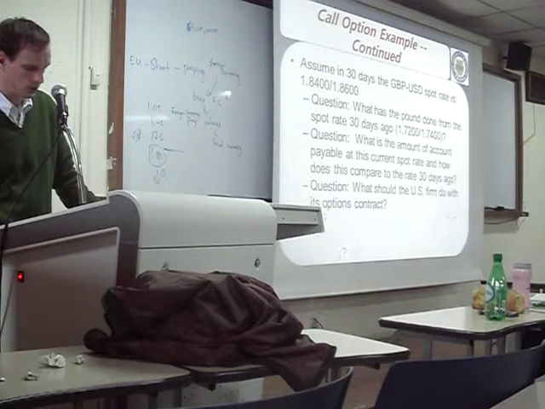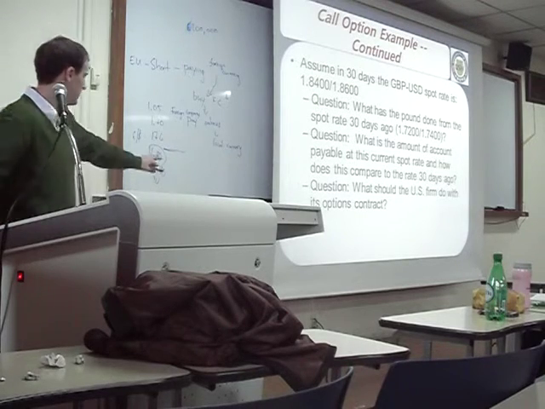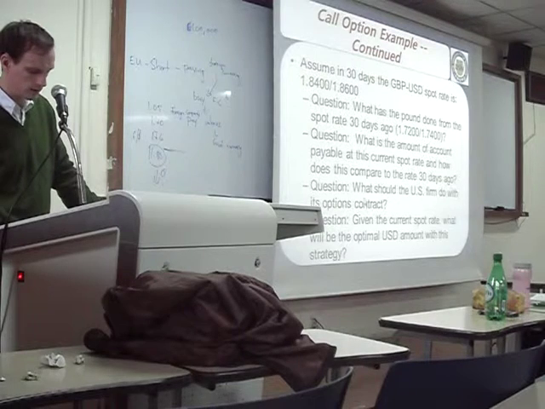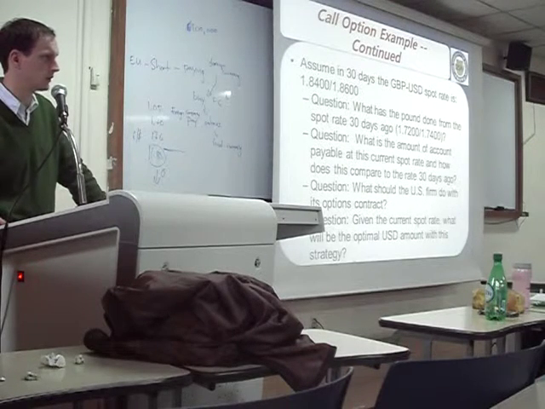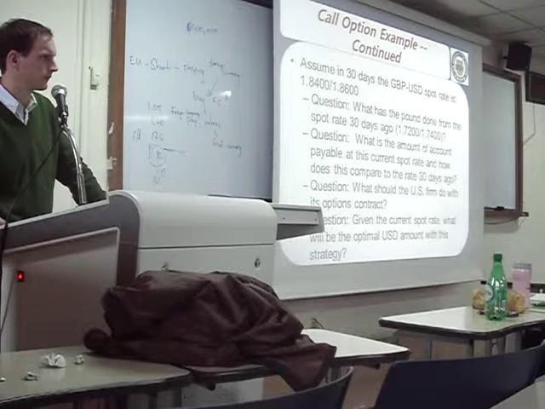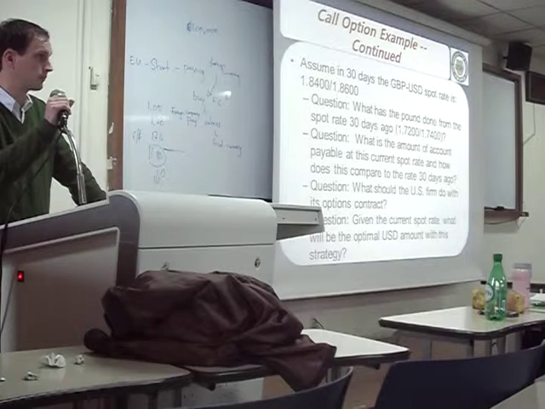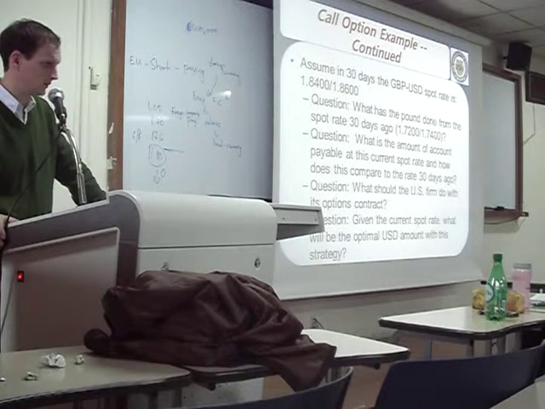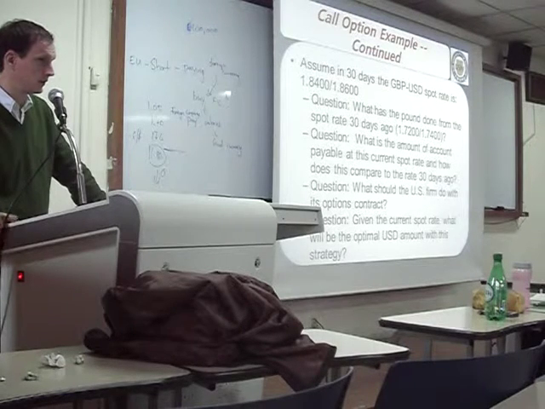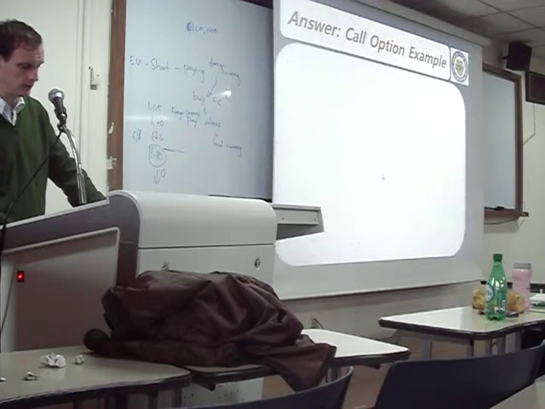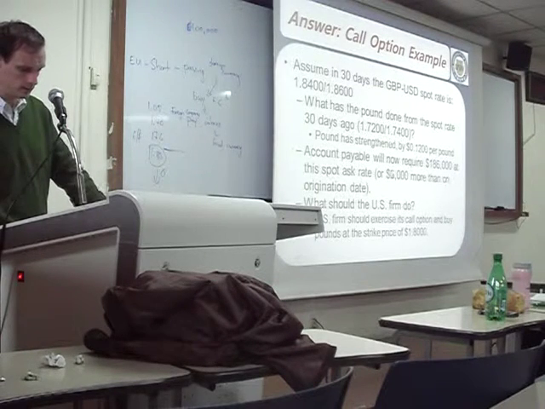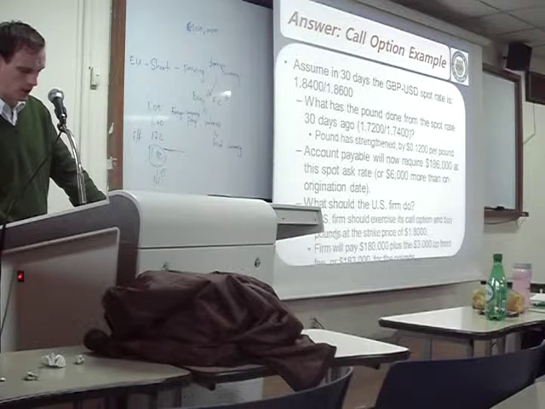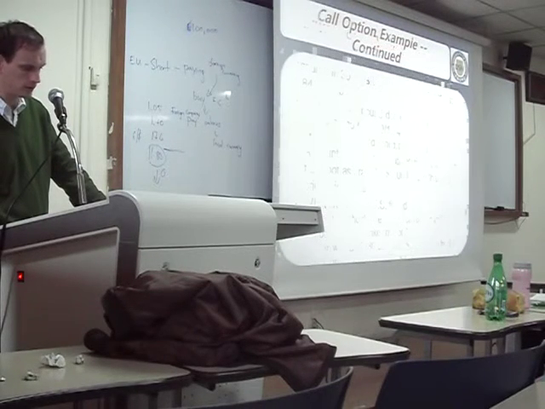Okay. So what should the US firm do with its options contract? Use it or don't use it? We made the options contract at 180. Use the contract. And then what is going to be the lowest US dollar amount we need to pay? So we made the contract at 180. How much was the premium? 3,000. So what's the lowest amount we need to pay? 183,000. Okay? 180,000 plus 3,000. So the pound has strengthened, we said. The US firm should exercise the call option and buy the pound at the strike price. So it will be $183,000.